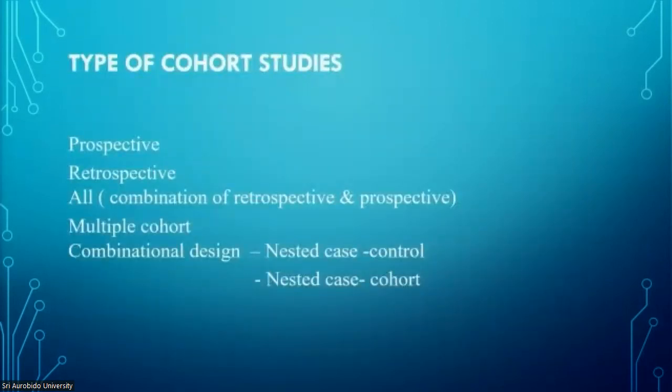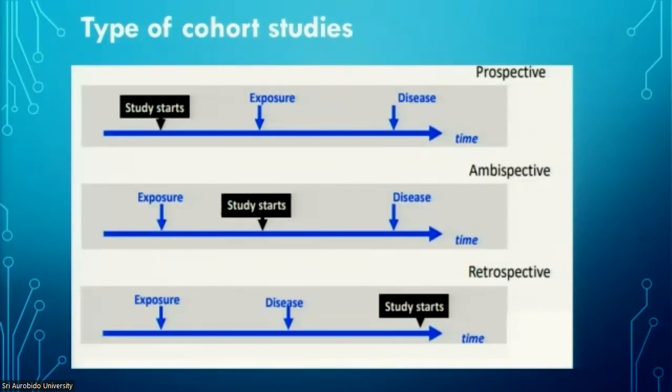Types of cohort studies: we have prospective, retrospective, and a combination of retrospective and prospective, that is ambispective. Then you also have multiple cohorts, combinational designs, etc. Now, if your study starts before giving the exposure, it is prospective, and you're following the cohort for the entire duration of time, from exposure till the outcome.